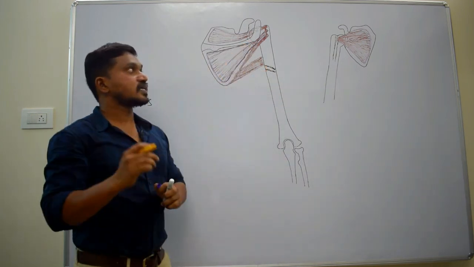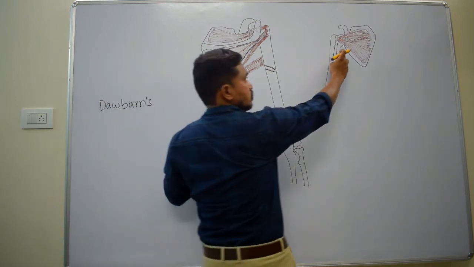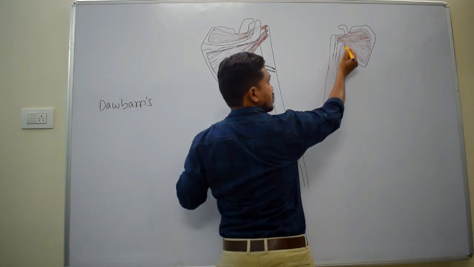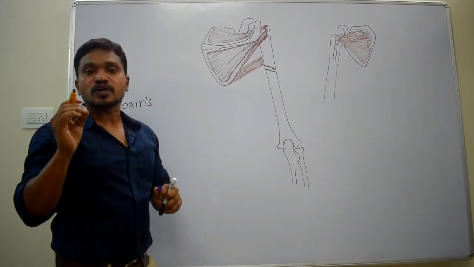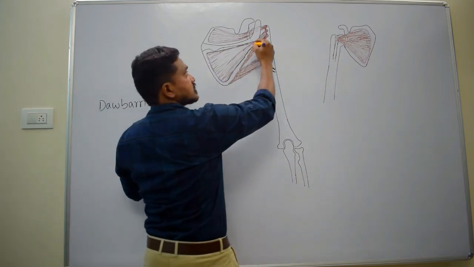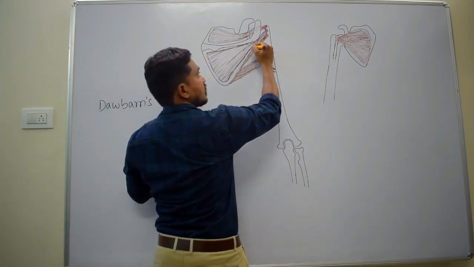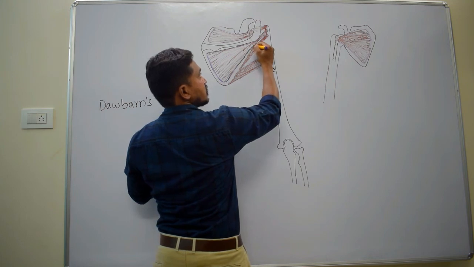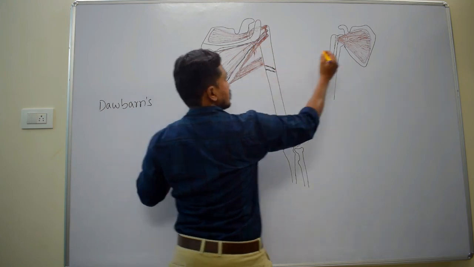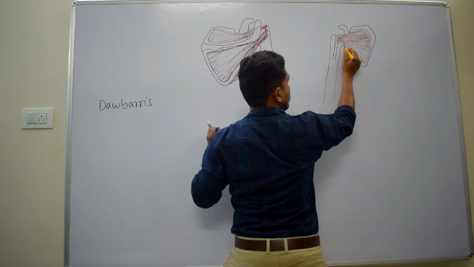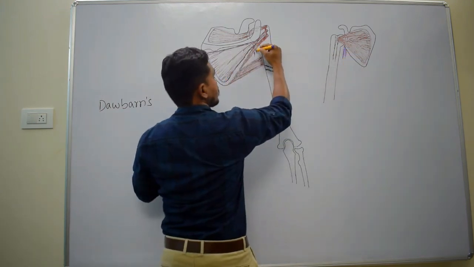The long head takes origin from this tubercle. What is this tubercle? Here there is a tubercle. This tubercle we are calling the infraglenoid tubercle. So it is taking origin from the infraglenoid tubercle. From here it is taking origin. This is the long head of triceps. So here I am drawing the long head of triceps.